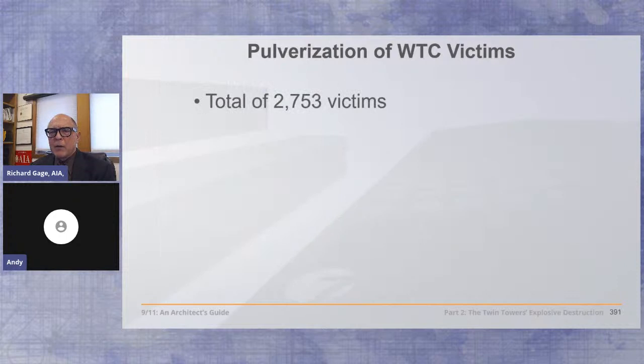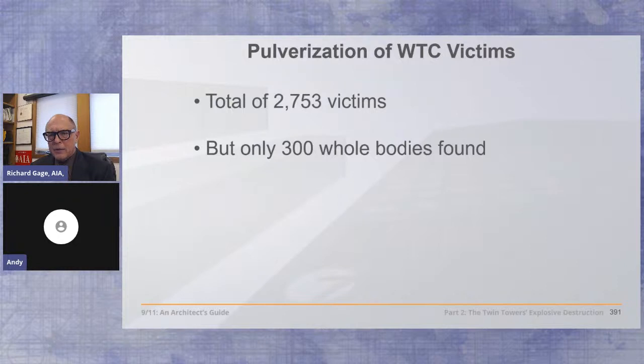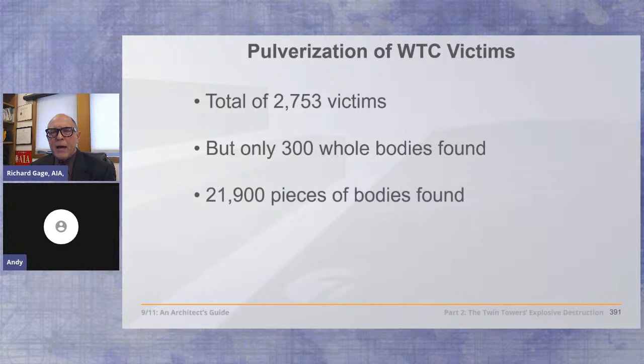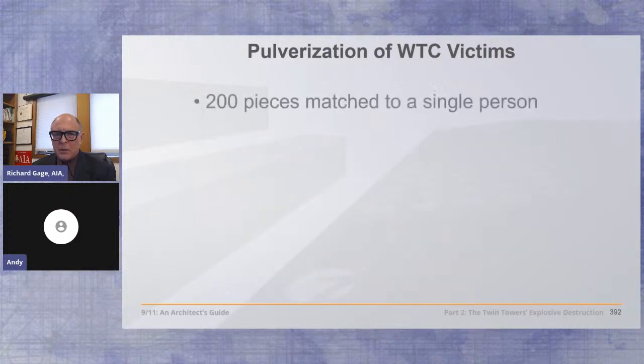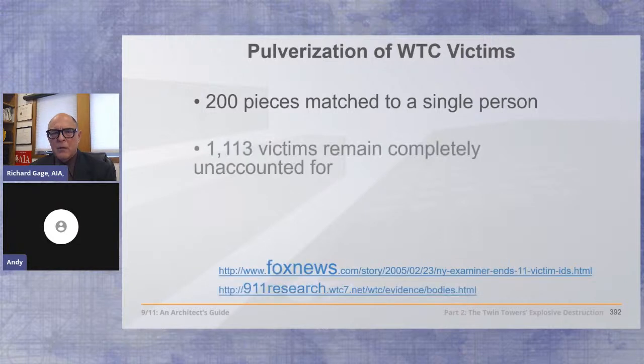There were 2,753 victims at the World Trade Center. 300 whole bodies found. That's it. 300. 21,900 pieces of bodies altogether. 6,000 small enough to fit into a test tube. 200 pieces matched to one single person. And yet, more than 1,100 victims remain completely unaccounted for. Not a trace to get DNA from. They were vaporized.